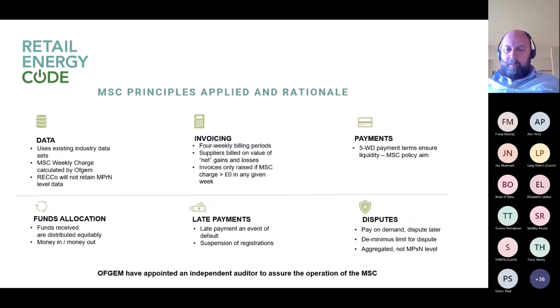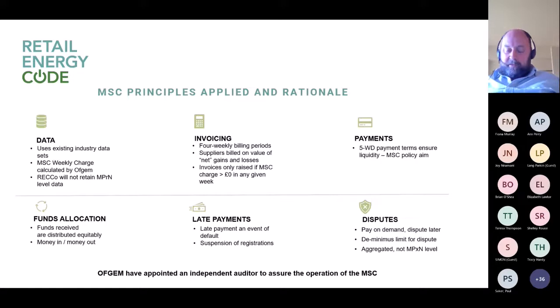We've insisted on there being a pay now dispute later process. Again, this is not without precedent. You'd see those kind of things in the UNC, etc., for energy balancing charges, and this is to ensure again that there's liquidity and we've got cash flow going through to the suppliers that are essentially losing those supply points and essentially need to compensate them for having to unwind their hedge position in line with the MSC policy. So again, hopefully that makes sense and is again consistent with what you're used to elsewhere in the industry.